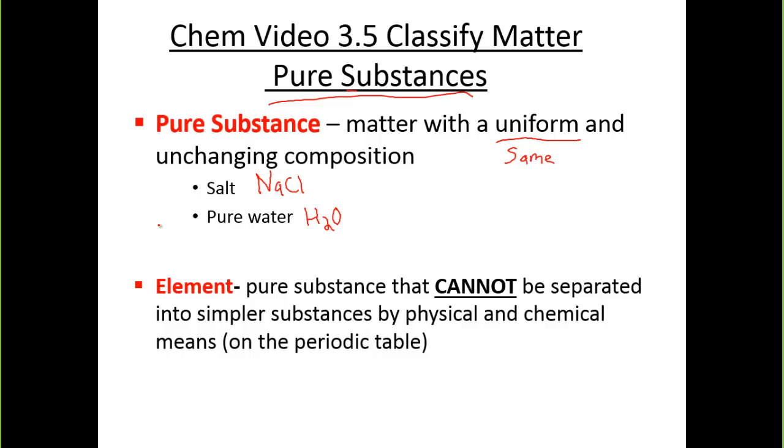One version of a pure substance is the element: a pure substance that cannot be separated into smaller substances by physical or chemical means. Elements are on the periodic table, like carbon, or nitrogen, or oxygen, or iron. So any element symbol you see, if it's just its element symbol from the periodic table, would be an element.